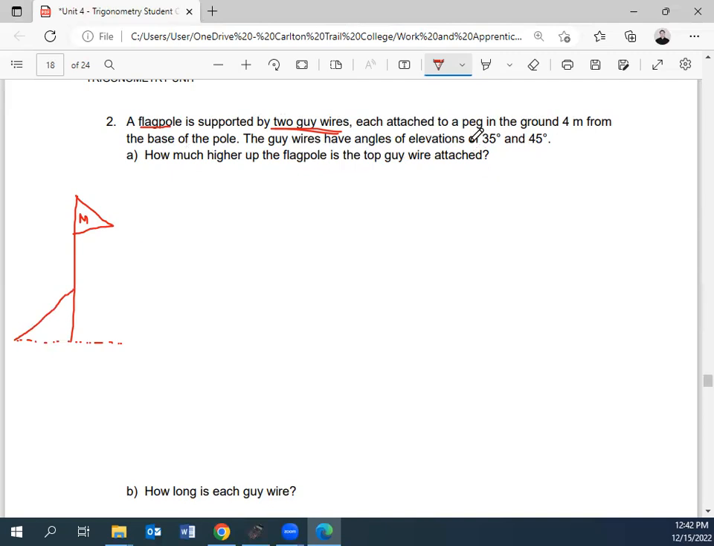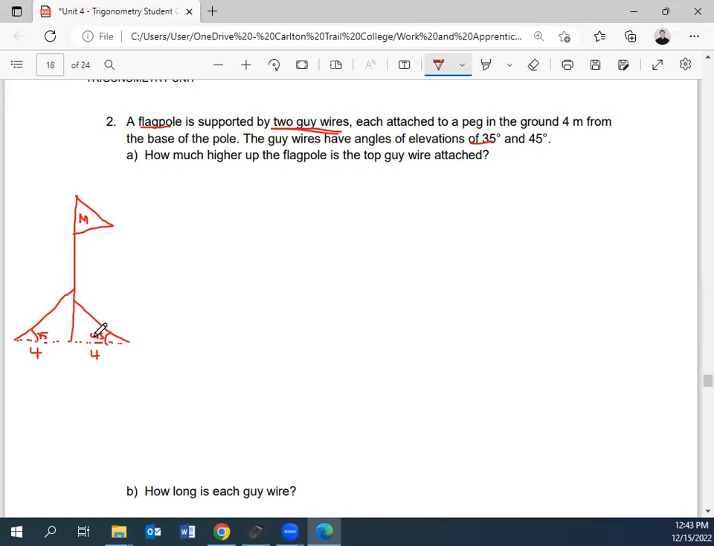Now, one of them has an angle of 35 degrees down here. I'm going to put 35. The other has an angle of 45. And these are both 4 meters from the flagpole. So cool, I now have a diagram. I apologize, it's not that big there, but the angles are 35 and then 45.